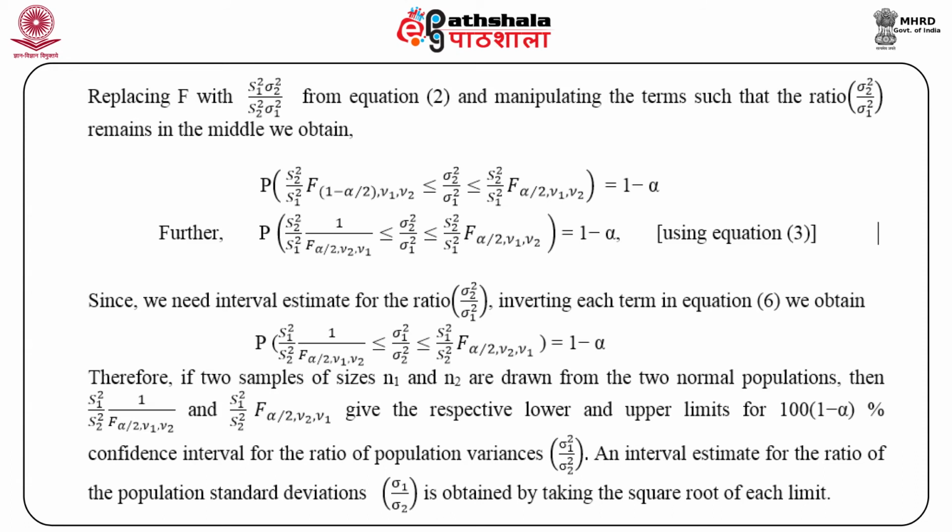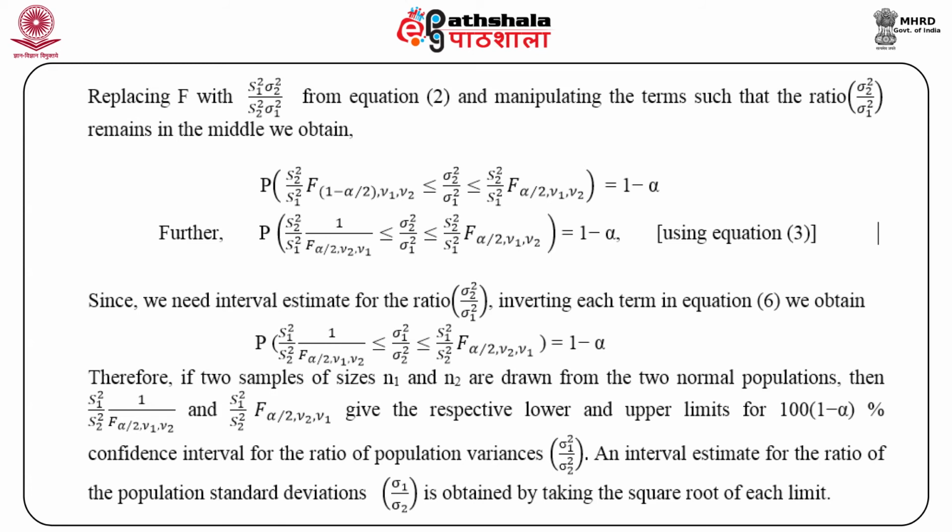Now, since we need the interval estimate for the ratio σ1²/σ2², inverting each term in equation 6, we obtain the probability that σ1²/σ2² is greater than or equal to (S1²/S2²) times 1/F(α/2; ν1, ν2) and less than or equal to (S1²/S2²) times F(α/2; ν2, ν1) is equal to 1 − α.